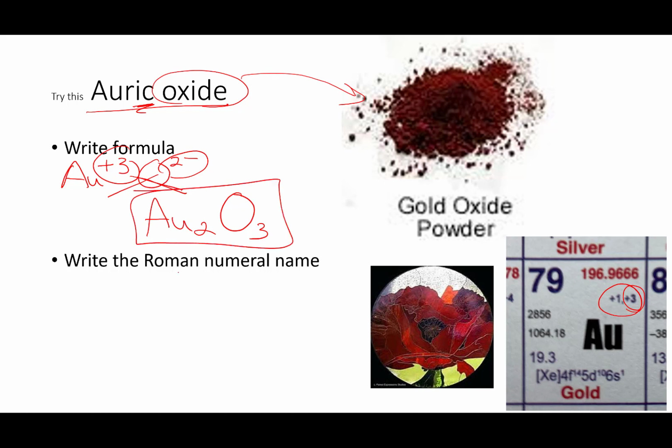Au2O3. Roman numeral. This is going to be gold(III) oxide.